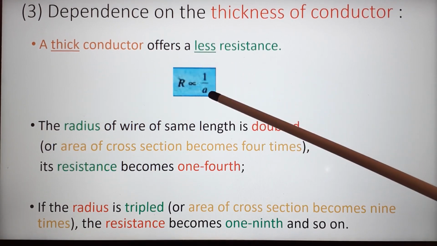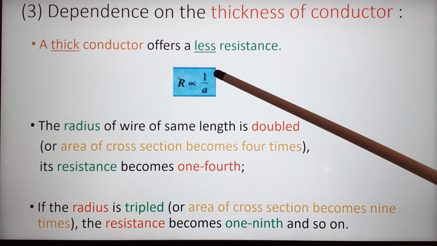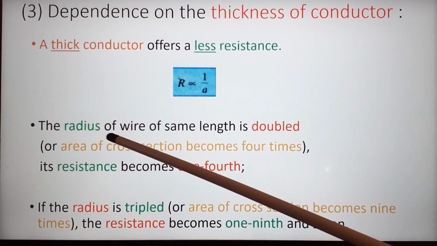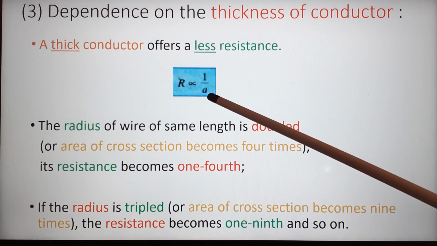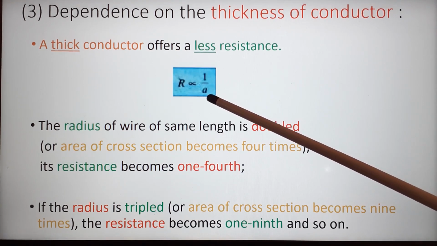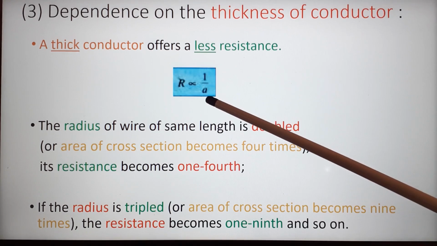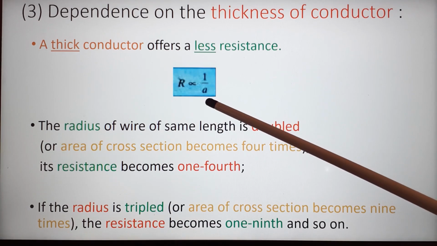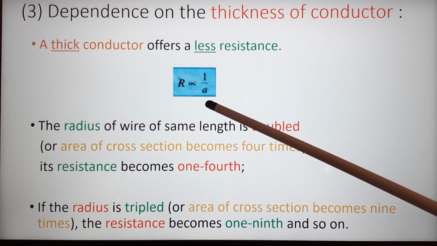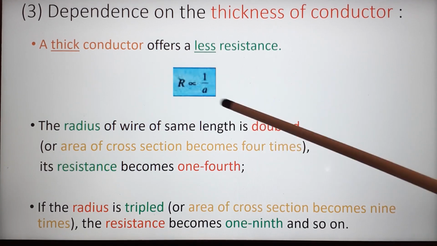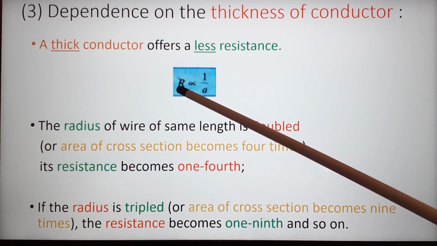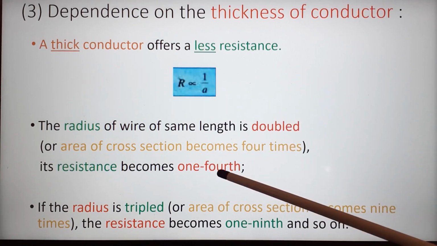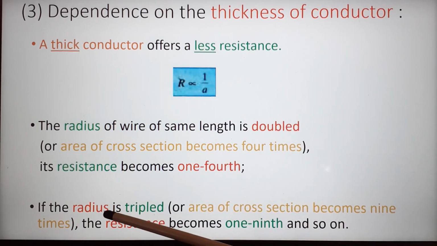Resistance is inversely proportional to area of cross section. R is proportional to 1 upon A. Example: the radius of a wire of the same length is doubled. Then the area of cross section will become 4 times. Why 4 times? Because the cross section of a wire is circular in shape, and for a circle, area is pi r squared. So r squared means 2 squared, and the area will become 4 times. If area becomes 4 times, then resistance is reduced 4 times. So, resistance becomes 1/4. Next example is radius is tripled.